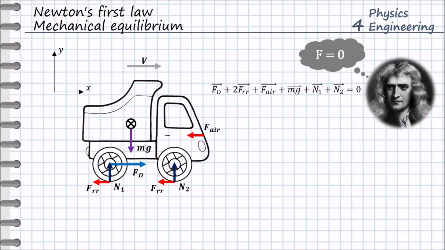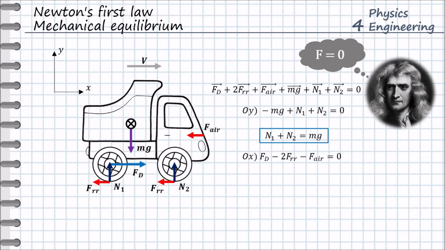We define now the coordinate system and write the projection of all forces on the y direction, and we obtain the equation from the first example. Then we write the projection of all forces on the x direction, and we obtain the following equation: our driving force is equal to two rolling resistance forces acting on the tire wheels plus the air resistance force. So these two results follow from the simple definition of Newton's first law.